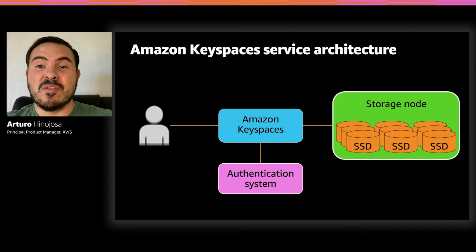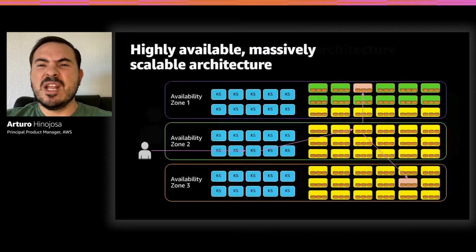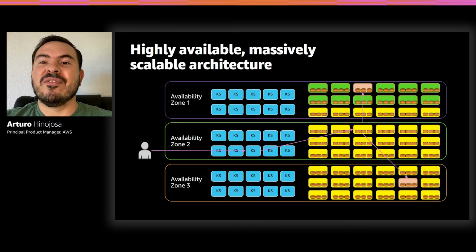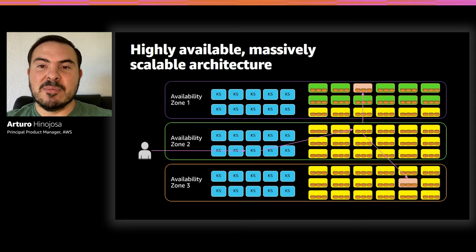So when you zoom out on the service architecture, now you have this really nice, massively scalable, highly available service architecture with this fleet of Keyspaces nodes, brokering requests tied into this storage node backend that's highly durable, storing multiple copies of your data across multiple AZs, and that gives it the same consistent performance at any scale, which has a lot of nice benefits for customers, right?